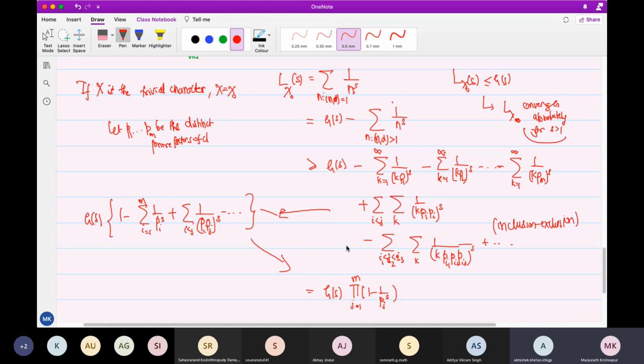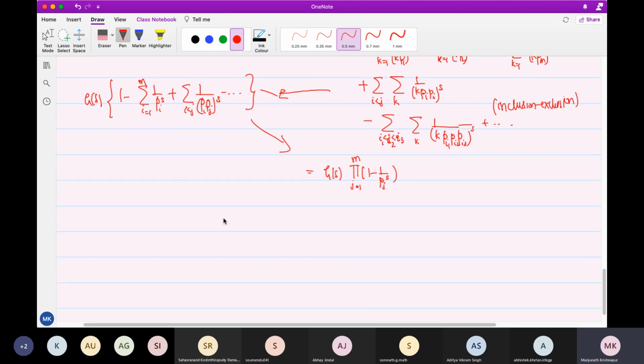We don't need any inequality. This is not an inequality; this is actually an equality. So this is a useful result that we have found. We have found that L of s for the trivial character chi naught is zeta of s times the product over j equals 1 up to m of 1 minus 1 by p_j to the power s.